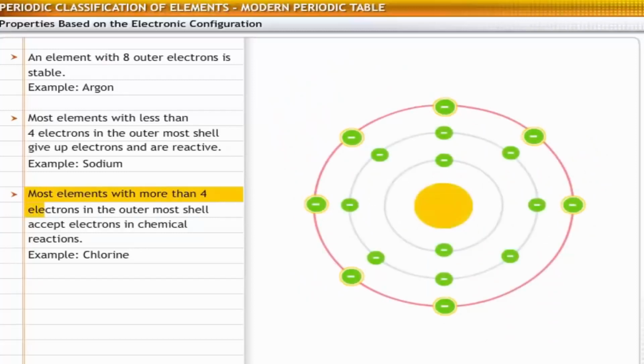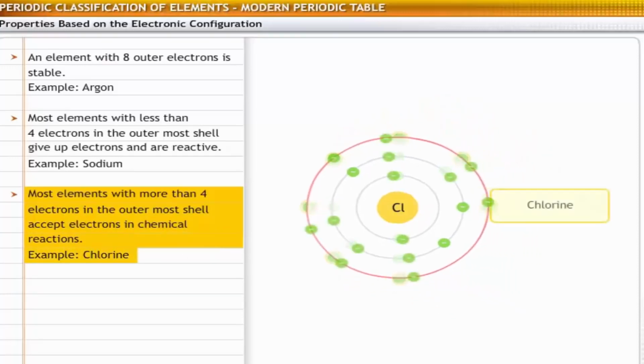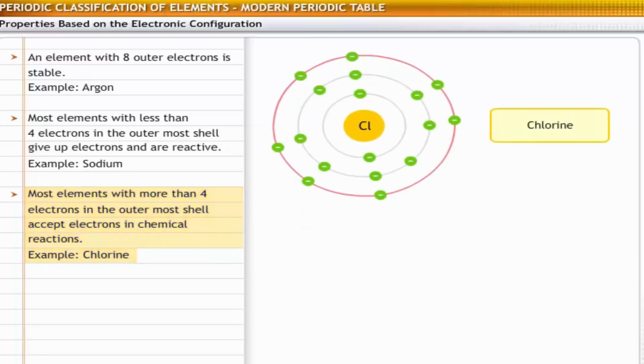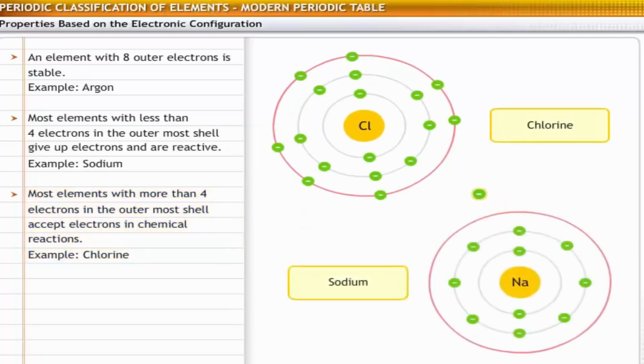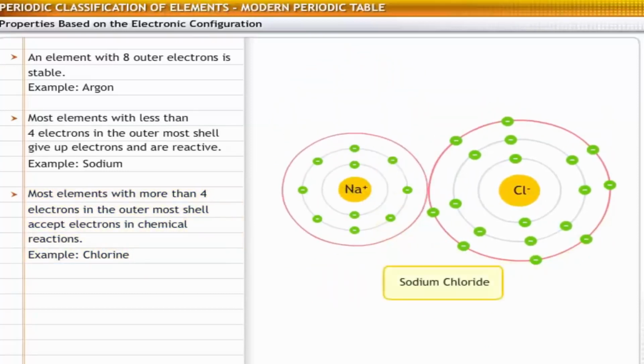If the outer shell has more than 4 electrons, the elements normally accept electrons in chemical reactions. For example, chlorine has 7 valence electrons. It accepts 1 electron from sodium to form sodium chloride, or common salt.